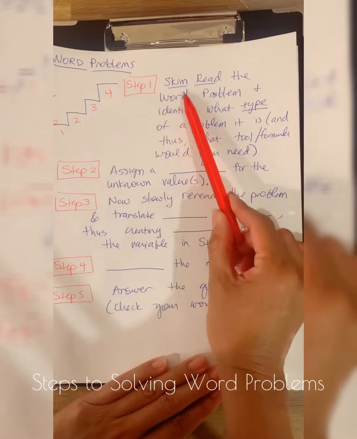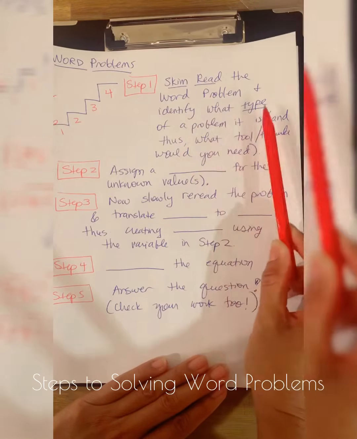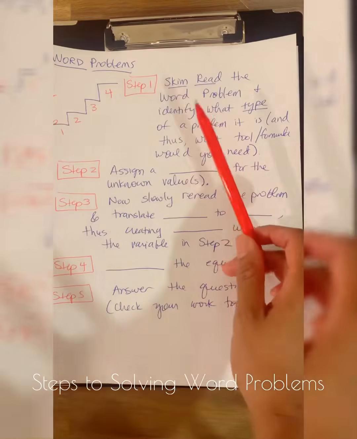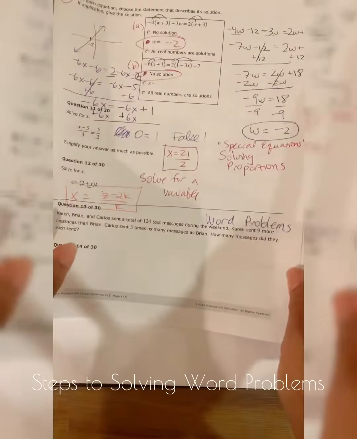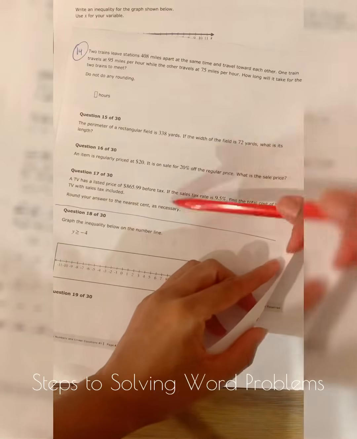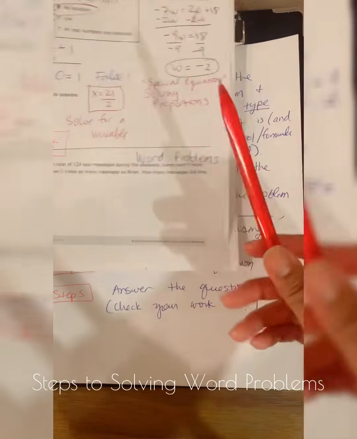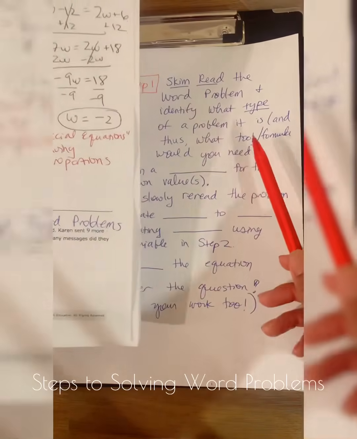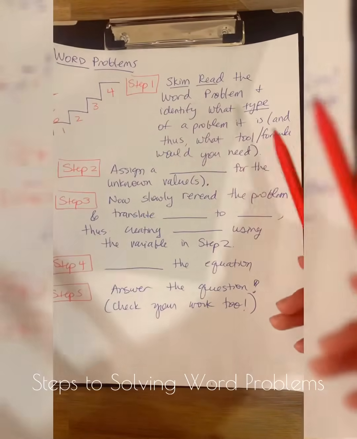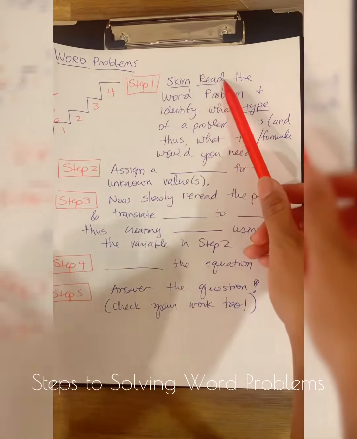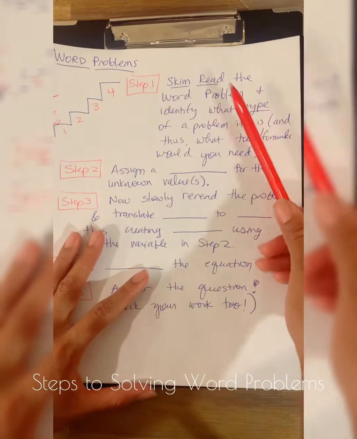The first thing you want to do is skim read the problem and identify what type of problem it is, and thus what tool or formula you would need. Whenever you read these problems, there are so many different word problems here, but you'll notice in algebra there's only like 4 or 5 different types of problems. And depending on the type of problem that you have, that's going to dictate what tools you're going to need to use. Some of them, the tool is a formula, some of them is a chart, some of them is just to translate. So first just read it so you get an idea of what the problem is.